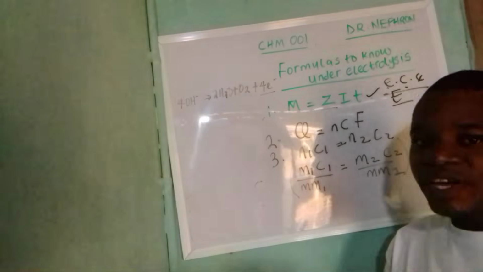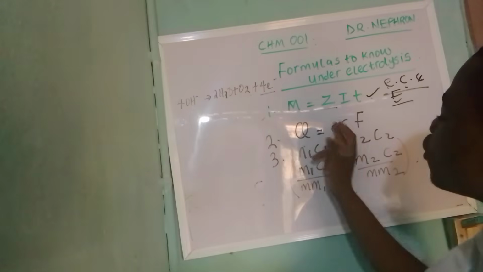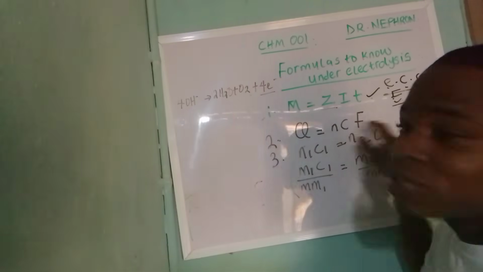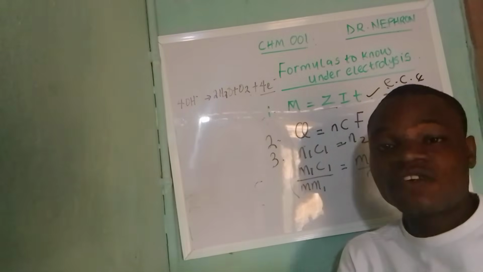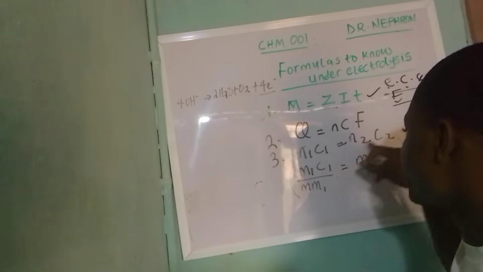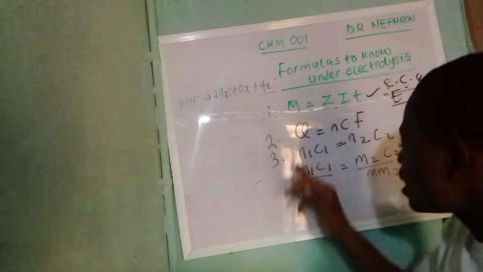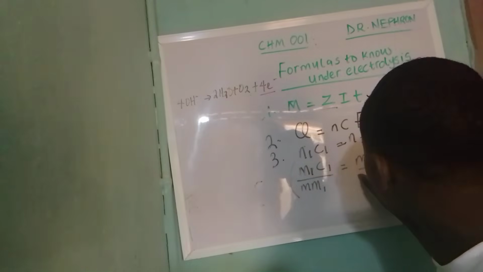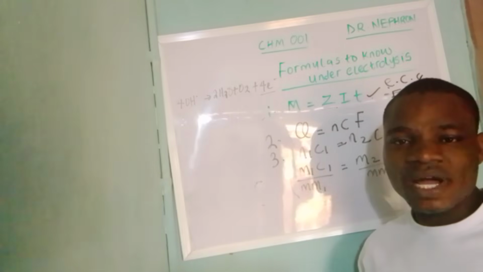So all these things are very, very important. First one, M equal to ZIT. Second one is Q equal to NCF, and we derive different formulas under this number 2. Number 3 is from the second law of electrolysis, that is N1C1 equal to N2C2. My N1 is mass over molar mass, right? That means N1 can be M1 over MM1 times C1 equal to M2 over MM2 times C2. Hope you are getting that.